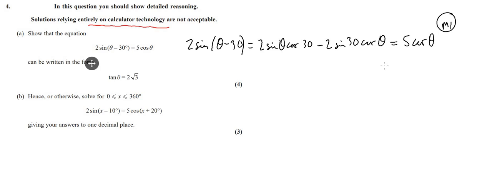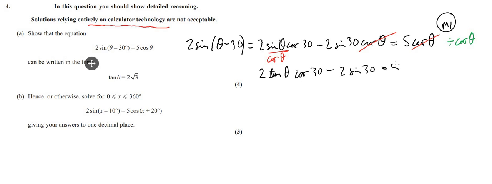Now I'm going to think, how do I reduce this? Well, how about if I divide through by cos theta, because that's going to reduce my whole thing. We divide this by cos theta, we get 1. We divide this by cos theta, we get 1. Now what have I got? Now I've got 2 tan theta times cos 30 minus 2 sin 30 equals 5.